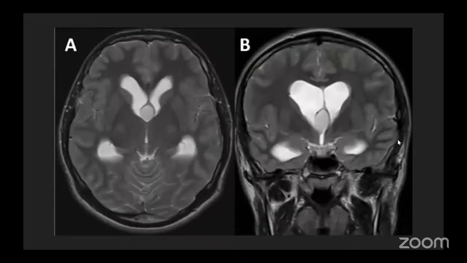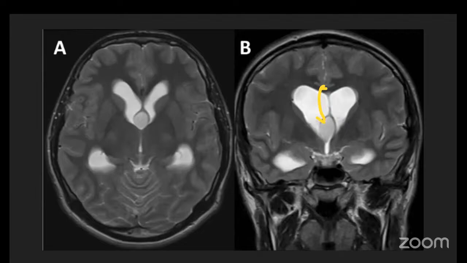This is another example. It's a relatively smaller lesion, which is within the folds of the septum pellucidum. Very easy to approach. All you have to do is make a small incision in the corpus callosum and then gain entry towards one lateral ventricle and take it out.